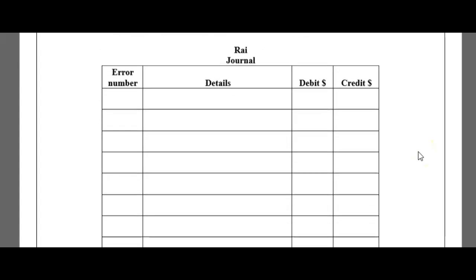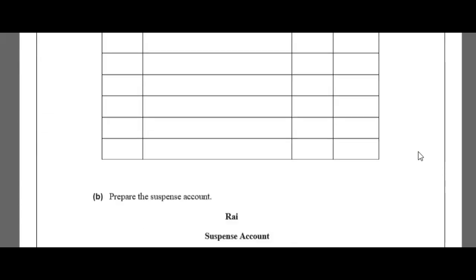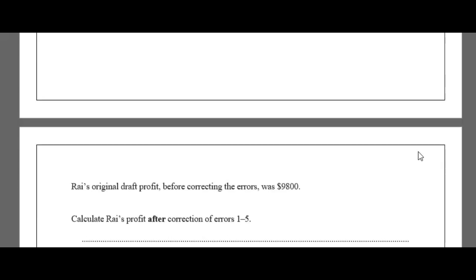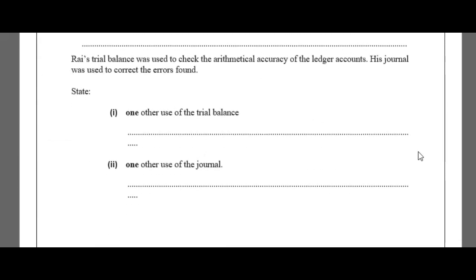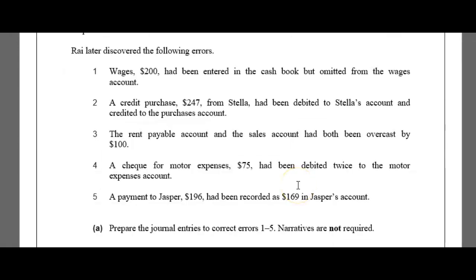In this video, we will work through a question where students must identify accounting errors, correct them using journal entries, prepare a suspense account, and calculate the final corrected profit. Here you can see all the errors. You may take a screenshot to keep a record of the errors in the question.